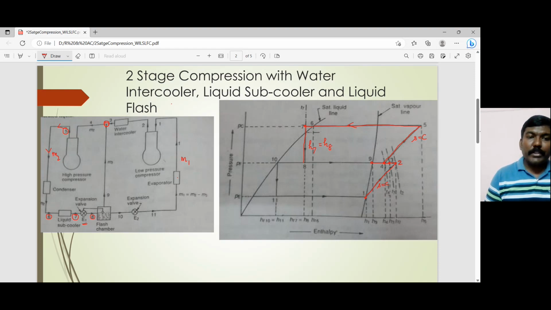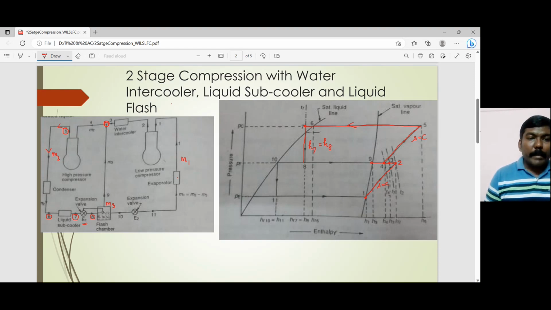Some amount of refrigerant evaporates in the flash chamber, and the vapor gets collected. M3 is the refrigerant vapor that is generated in this flash chamber. The purpose of using this flash chamber is that in the expansion valve, sometimes when the subcooled liquid expands, during the expansion process, when the temperature and the pressure drop, some of the liquid refrigerant becomes vapor.